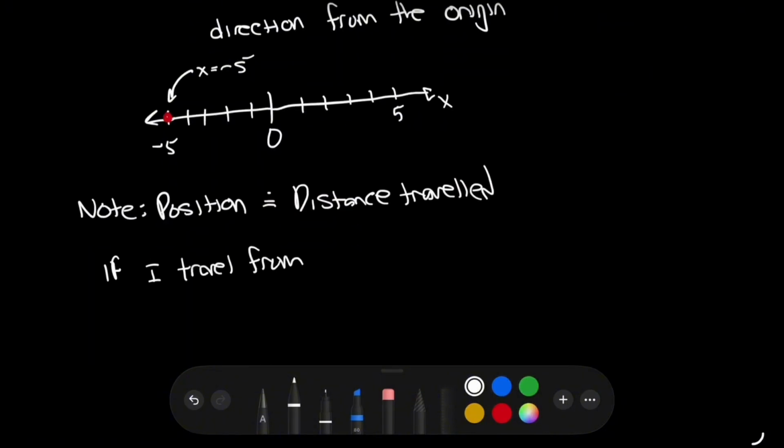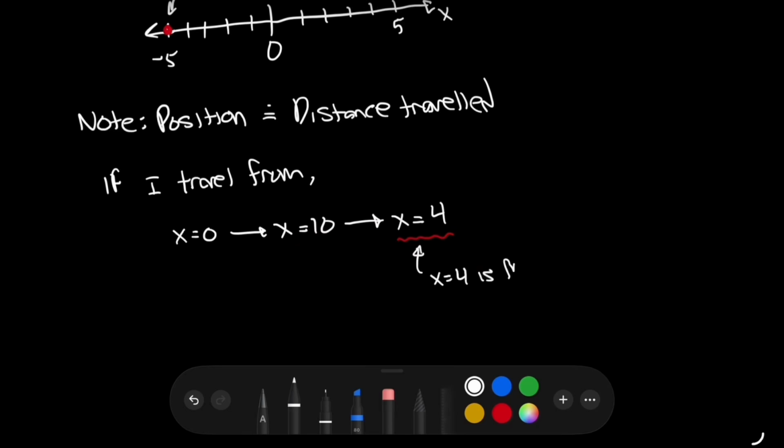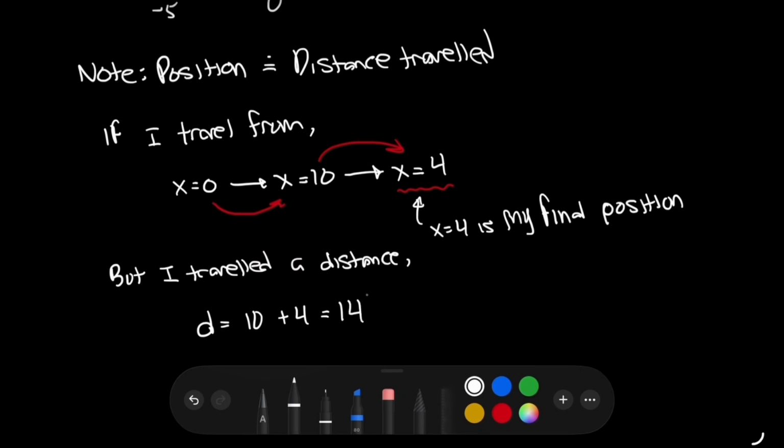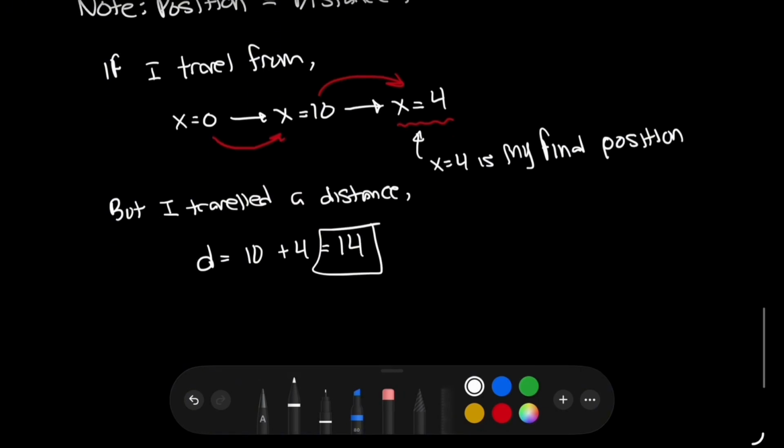And one thing to note, position does not equal distance traveled. So if I travel from x equals 0 to x equals 10 to x equals 4, x equals 4 is my final position, but I traveled a total distance of from x equals 0 to x equals 10, so 10, plus from x equals 10 to x equals 4, which is 6. And so my total distance would actually be 10 plus that 6, which would be equal to 16. It looks like I made a small error here, sorry about that, guys. But this is just to emphasize the point that the displacement is not actually equal to distance traveled.